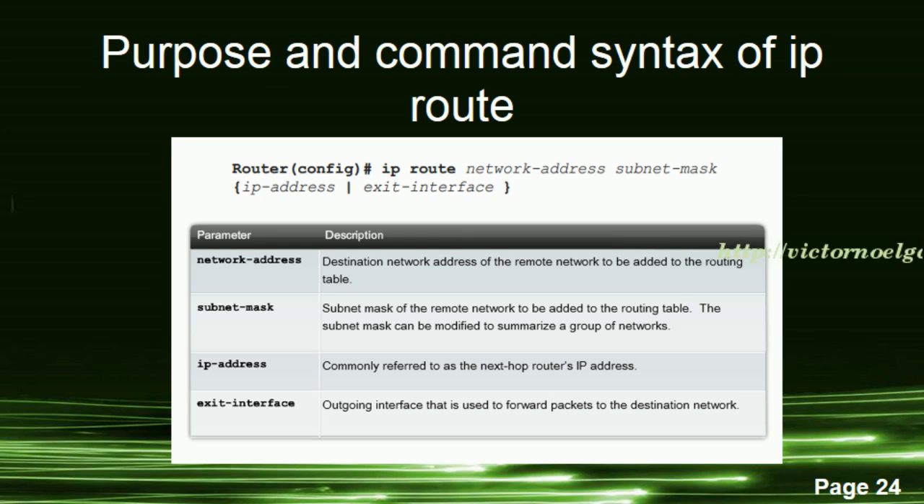One or both of the following parameters must also be used. IP address, commonly referred to as the next hop router's IP address. Exit interface, the outgoing interface that would be used in forwarding packets to the destination network. Note, the IP address parameter is commonly referred to as the next hop router's IP address. The actual next hop router's IP address is commonly used for this parameter. However, the IP address parameter could be any IP address, as long as it is resolvable in the routing table.